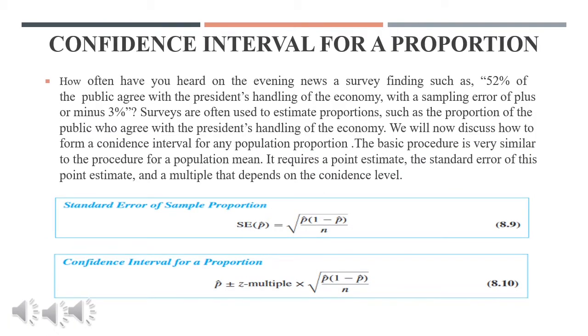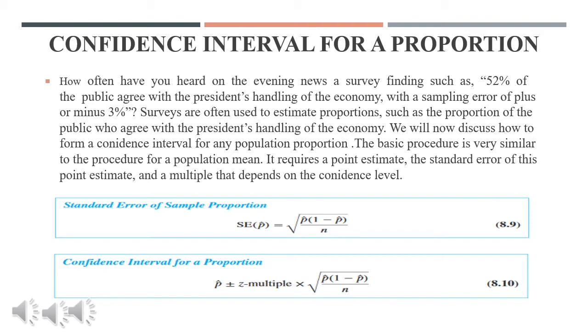Confidence interval for a proportion. How often have you heard on the evening news a survey ending such as: 52% of the public agree with the president's handling of the economy, with a sampling error of plus or minus 3%? Surveys are often used to estimate proportions, such as the proportion of the public who agree with the president's handling of the economy. We will now discuss how to form a confidence interval for any population proportion.